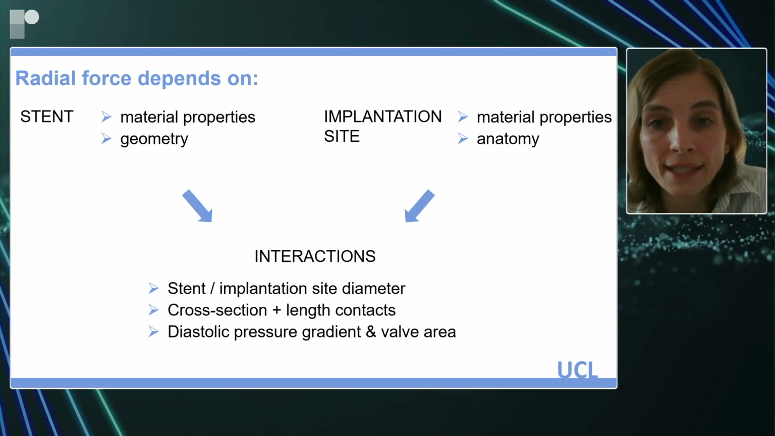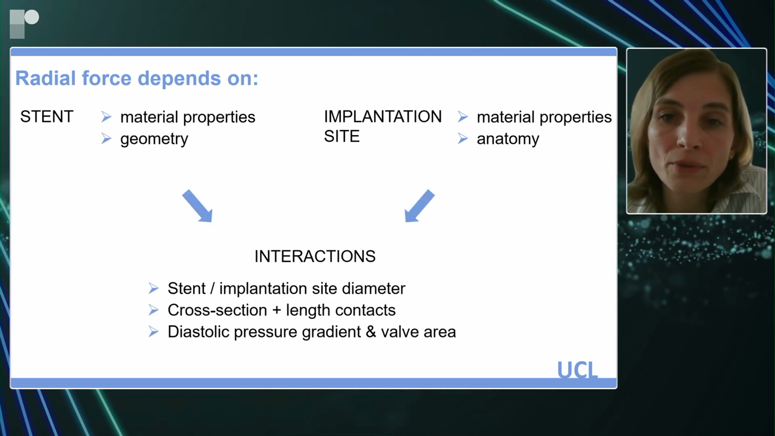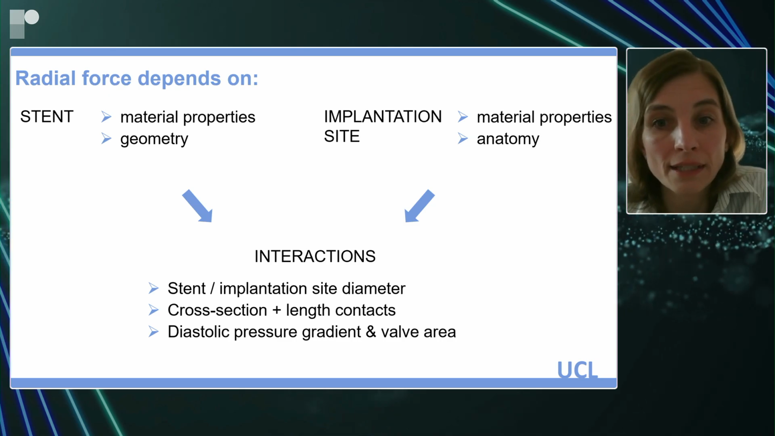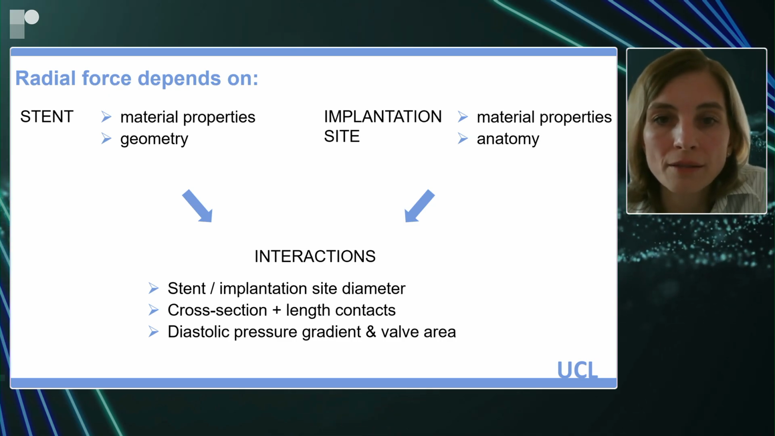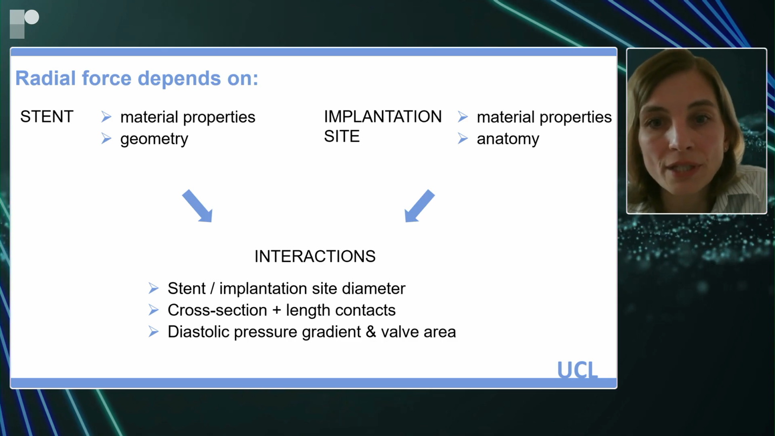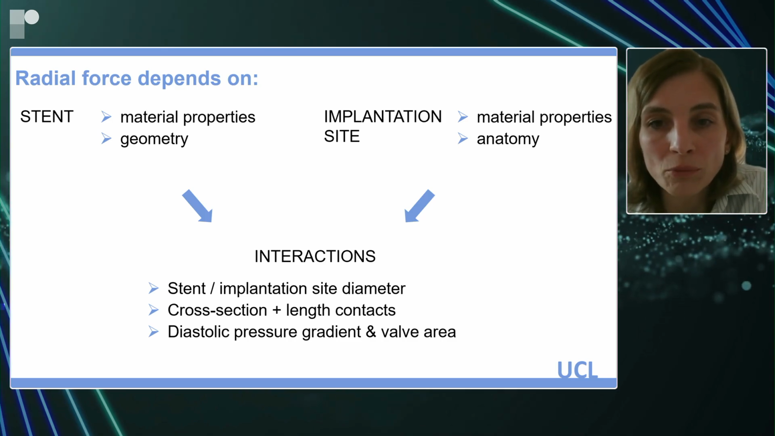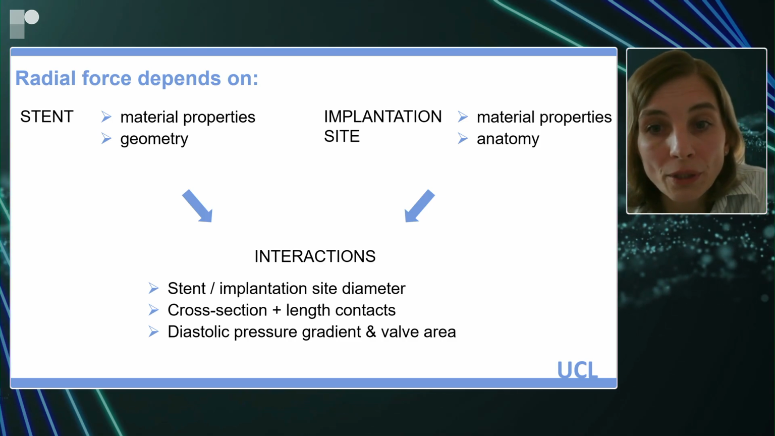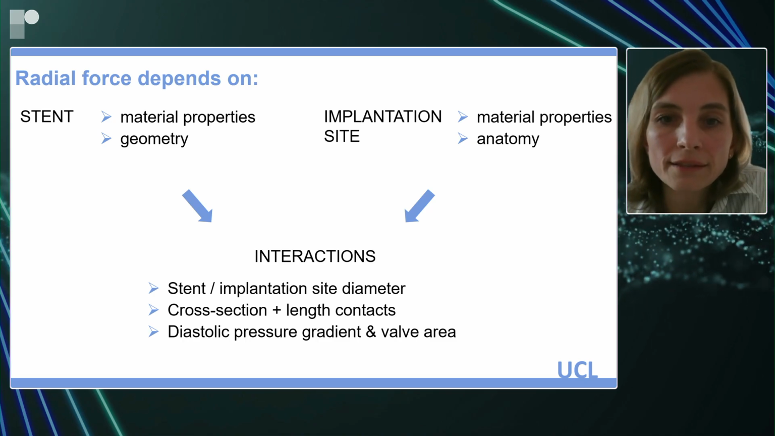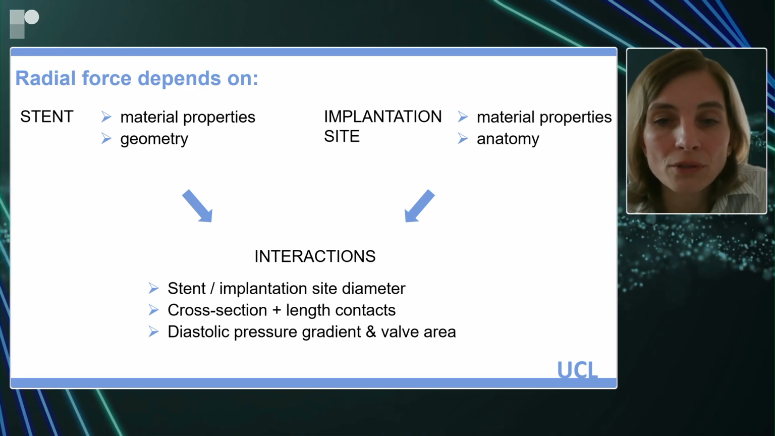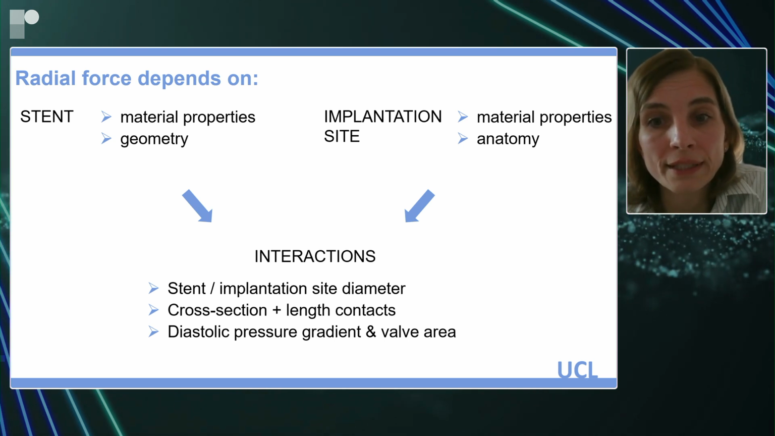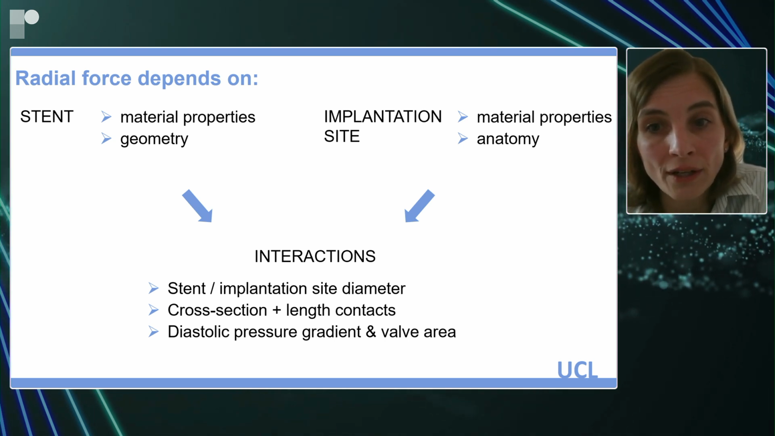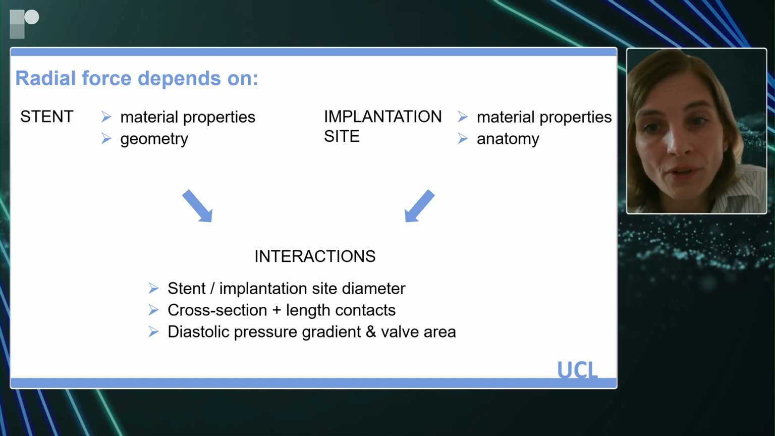So in order to make sure that we achieve the best, we need to really work and optimize the interactions between these, so the device on one side and the implantation site. In terms of the diameter, to make sure that it's the optimal balance between the stent and the implantation site, final nominal working diameter. We need to make sure that we have good contacts along the length of the device and the cross-sections to avoid dislodgement due to the diastolic pressure gradient that is impinging on the valve, the closed valve, and the area of the valve itself. So depending on these parameters.